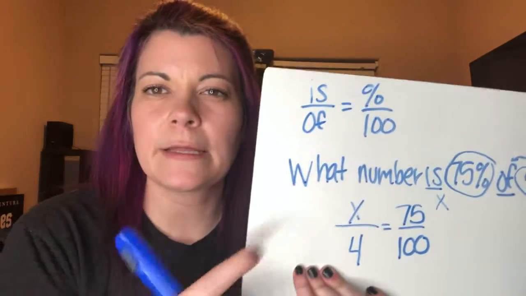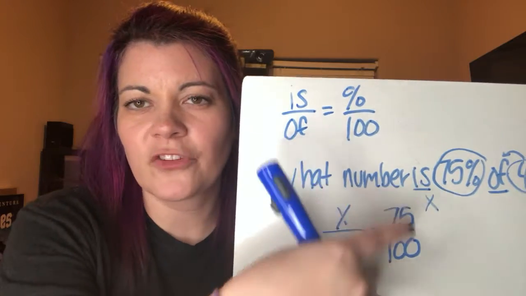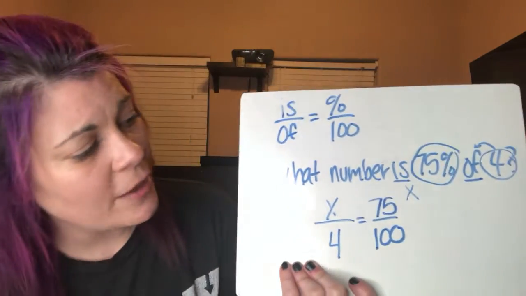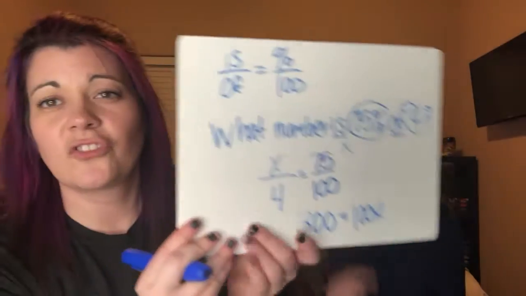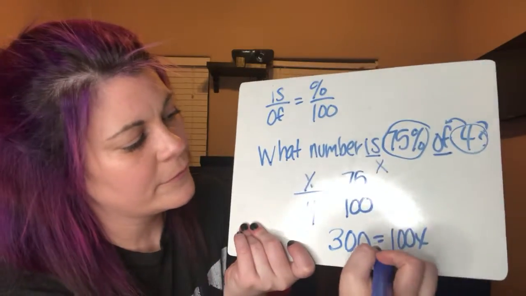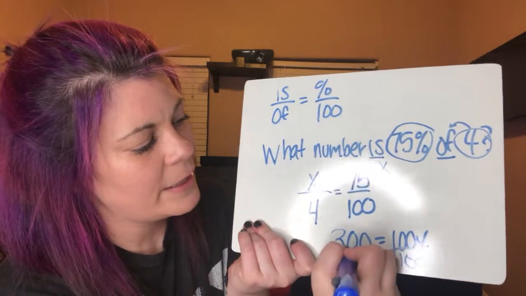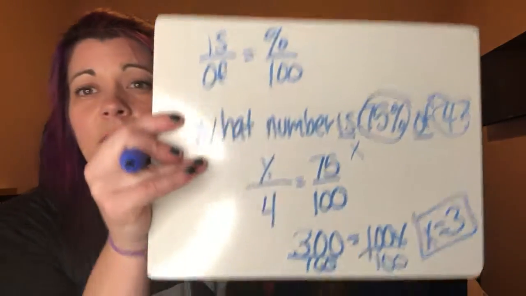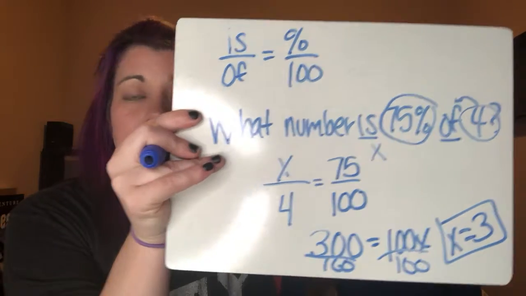So this is how it looks. Is over of equals percent over 100. And now we just solve it. So you have 75 times 4, and you get 300. And then X times 100 is 100X. And then we're just solving it the butterfly method way. Divide by 100, divide by 100. X is going to equal 3. Very good. X equals 3. So that's how you do is over of, okay?